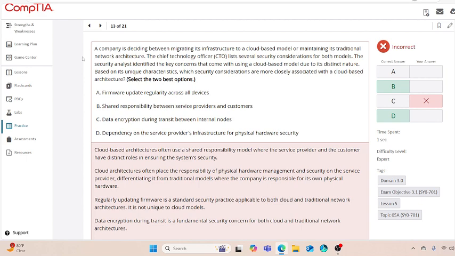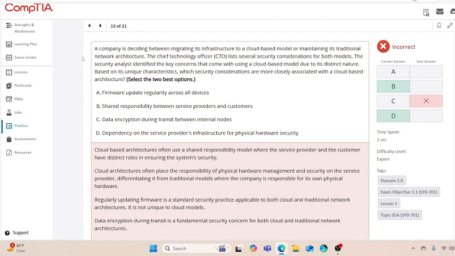A company is deciding between migrating its infrastructure to a cloud-based model or maintaining its traditional network architecture. The Chief Technology Officer lists several security considerations for both models. The security analyst identified the key concerns that come with using a cloud-based model due to its distinct nature. Based on its unique characteristics, which security considerations are more closely associated with a cloud-based architecture? Shared responsibility between service providers and customers, and dependency on the service provider's infrastructure for physical hardware security.